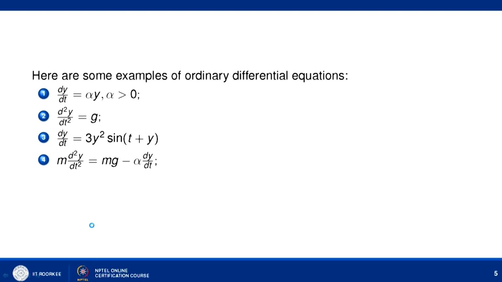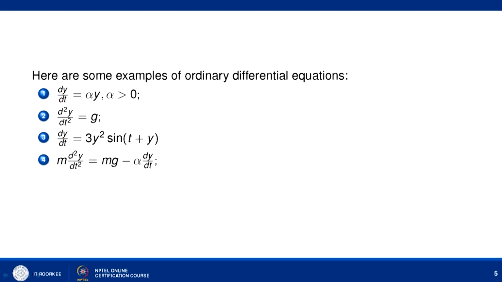Here are some examples of ordinary differential equations. The first one is dy/dt equal to alpha y. Here alpha is any positive real constant. The second is d²y/dt² equal to g. The third example is dy/dt equal to 3y² sin t plus y. And the fourth example is m d²y/dt² equal to mg minus alpha dy/dt.